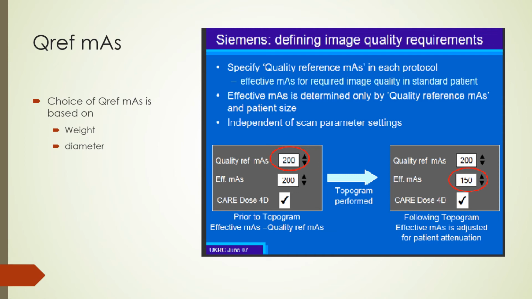Another approach is to use a reference mAs setting that is designed for optimal image quality. Once a topogram is acquired, the effective mAs that will give the image quality selected, based on the reference mAs, will be used for scanning patients. Quality reference mAs can be selected by using a weight-based approach for patients between 100 and 200 pounds or a diameter-based approach. Both approaches can lead to more image noise and are to be used as a guide.